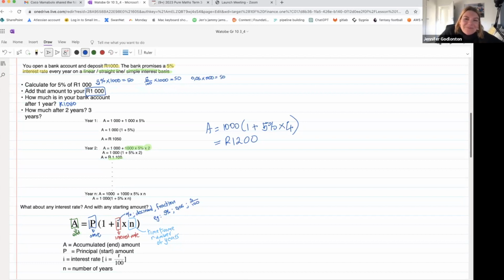Ma'am, I was just going to ask if we're going to cover solving for n as an exponent in this lesson. Oh, no, not as an exponent, because that would be compound interest. So we're only doing simple interest today? Only simple interest today. Okay, thank you so much. You're welcome.